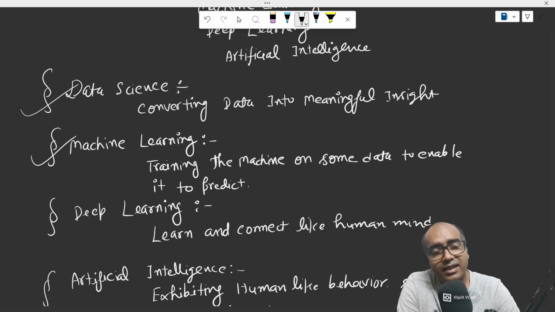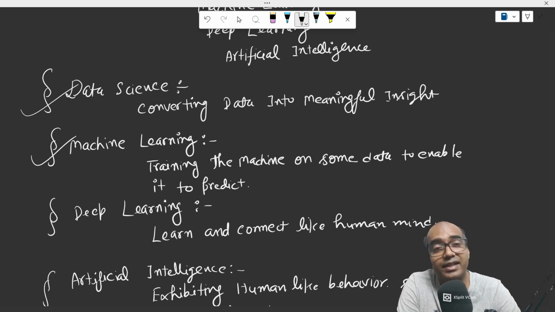This is the kind of training you do with your child, but when the same kind of training is done with the machine or computers, with the help of their computation capabilities, then we say that we are doing machine learning.